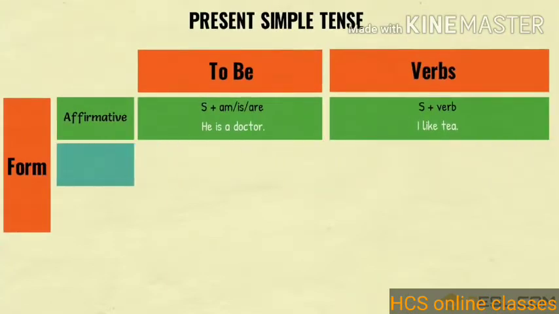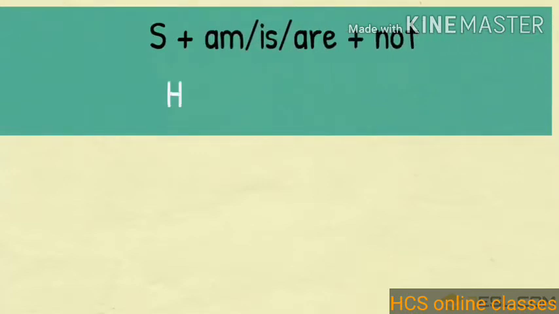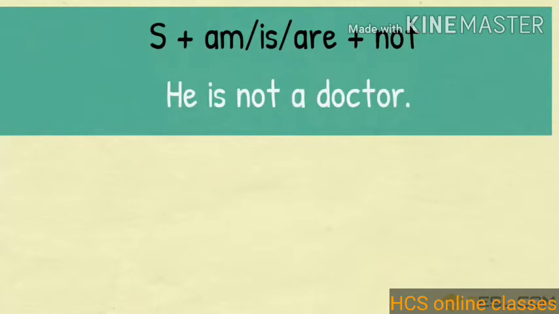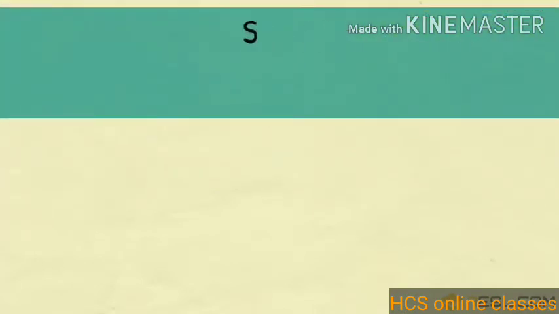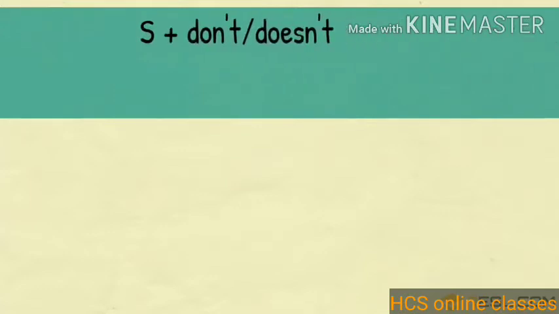Now let us see negative sentences. Under to be, the form will be subject plus am, is or are plus not. He is not a doctor. Under verbs form, subject plus don't or doesn't plus verb. I don't like tea.